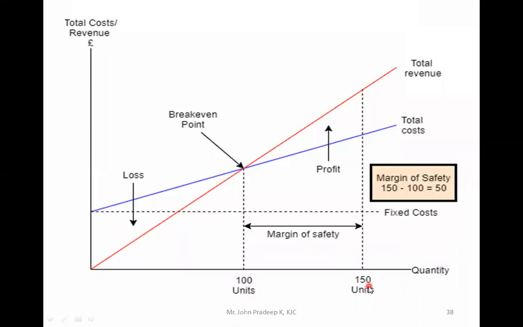Actual sales minus break-even sales gives the margin of safety. So 150 minus 100, that is actual sales minus break-even sales, gives 50. You can see the margin here, right? This is the margin of safety. The bigger the margin of safety, the better for the company. If it is very thin, they are very near the danger level. So whenever a company's margin of safety is coming down, the company has to be very alert. Do you understand the margin of safety concept?